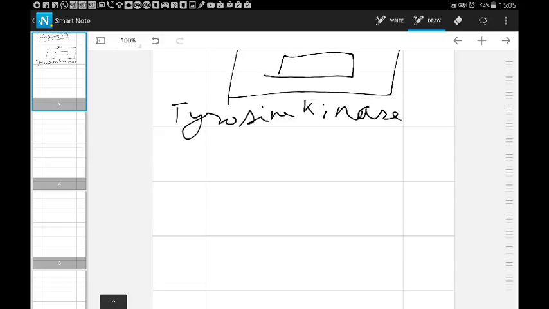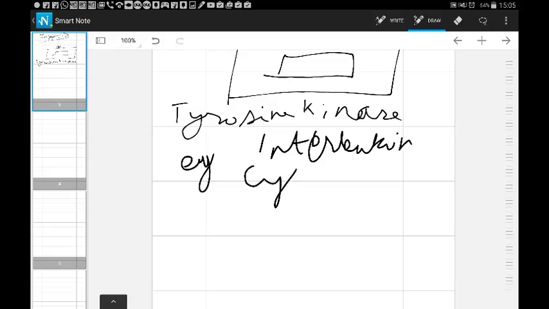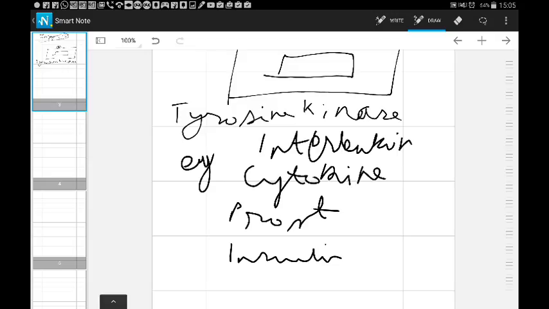They are interleukin, cytokine, prostaglandin, insulin, and growth hormone. You can remember this with the mnemonic IC pig, as in I see dead people from Sixth Sense.